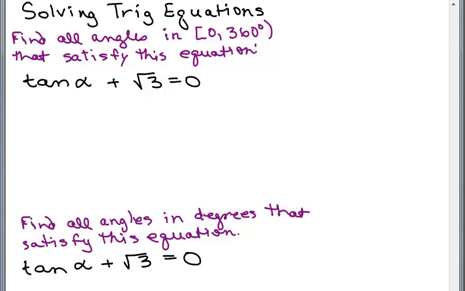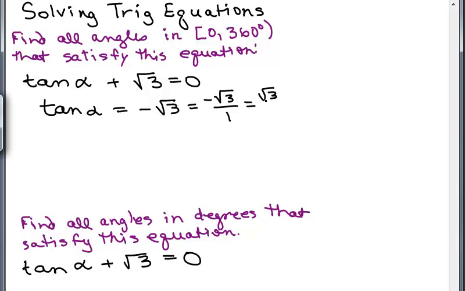So the first thing is to solve for the tangent of alpha by subtracting square root of 3 from both sides, and that would give us the tangent of alpha equals negative square root of 3. And of course that could be thought of as negative square root of 3 over positive 1, or positive square root of 3 over negative 1. So just keep in mind, if you like to look at it as a ratio of sides, you can write it either of those ways.